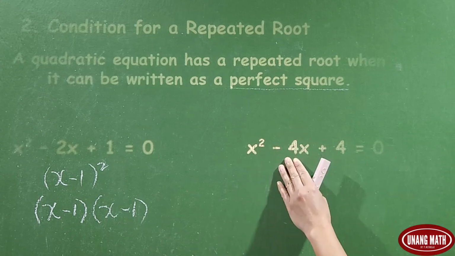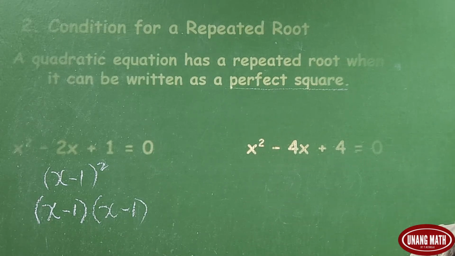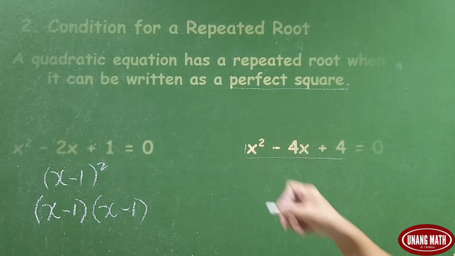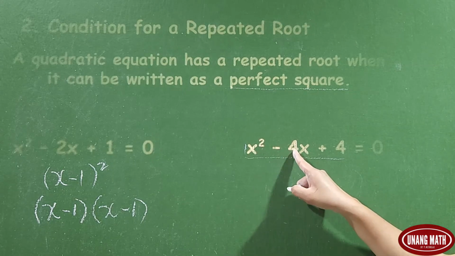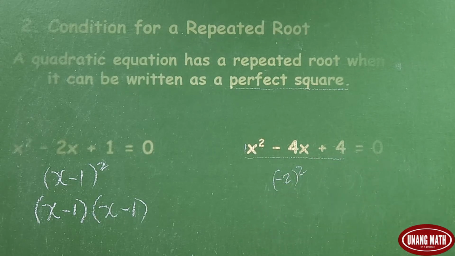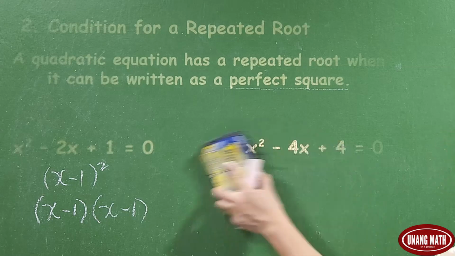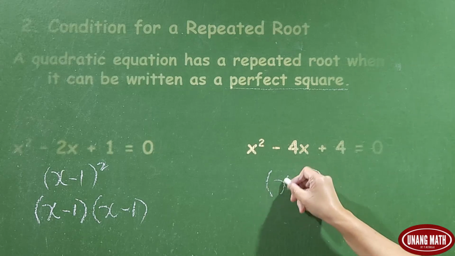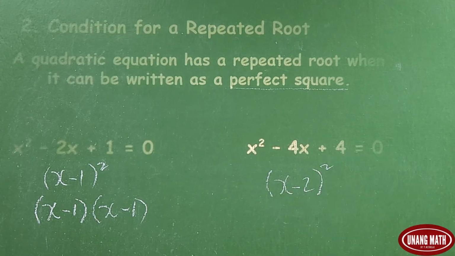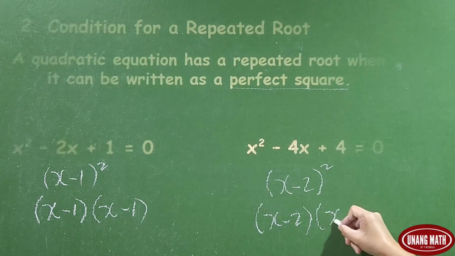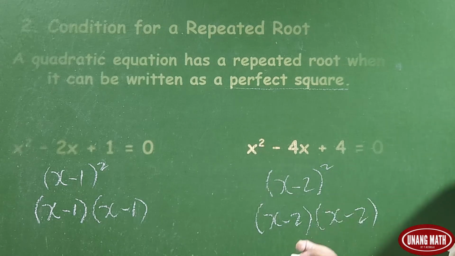Okay, what about here? x squared minus 4x plus 4 is 0. Let's find out if this is a perfect square trinomial. The coefficient of x squared is 1. Negative 4 divided by 2 is negative 2, and if we square it, it's positive 4. So this is a perfect square trinomial. If we factor it out, it's a perfect square, x minus 2 squared. So this expression is repeated: x minus 2 times x minus 2. So it means it has a repeated root.